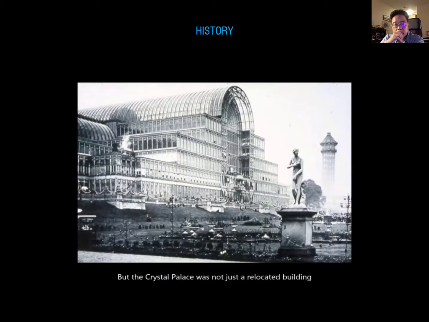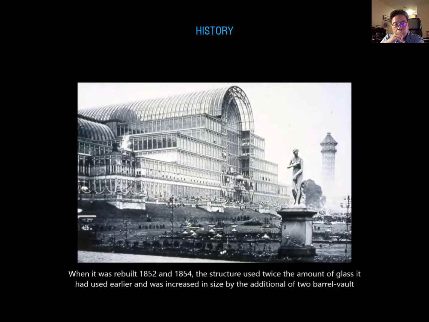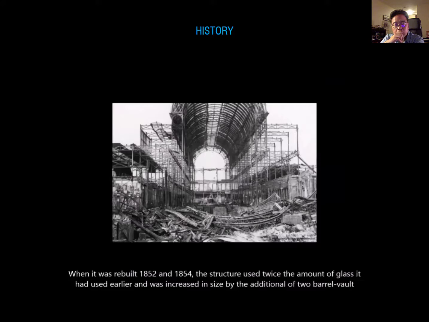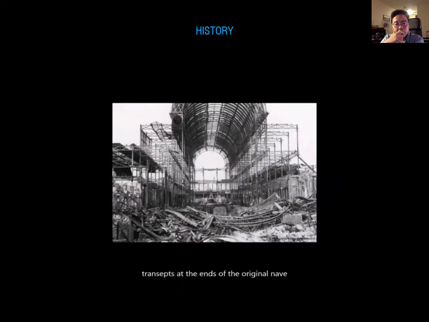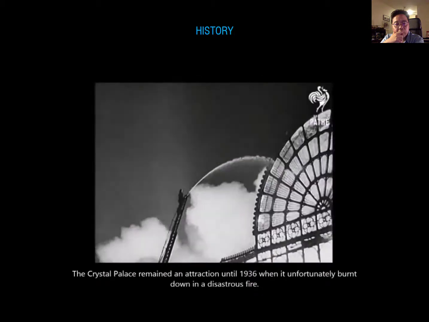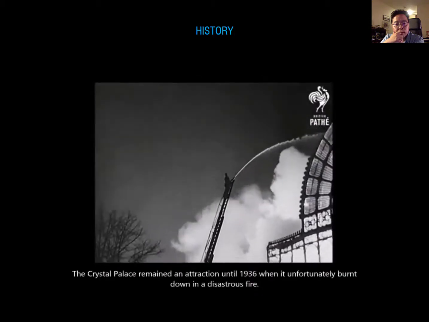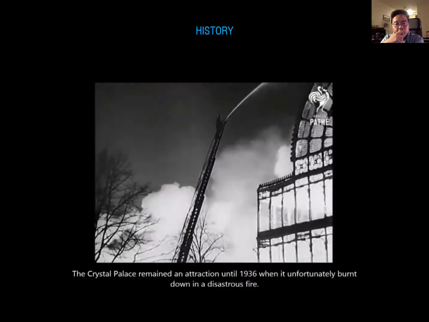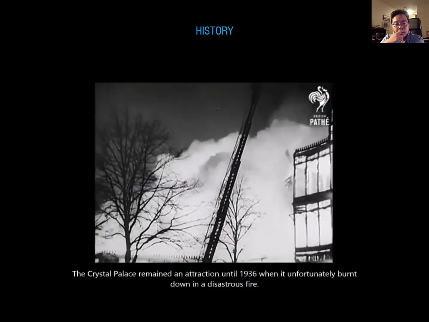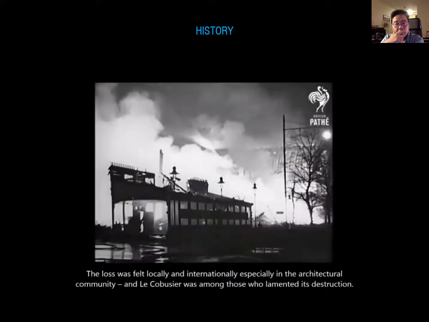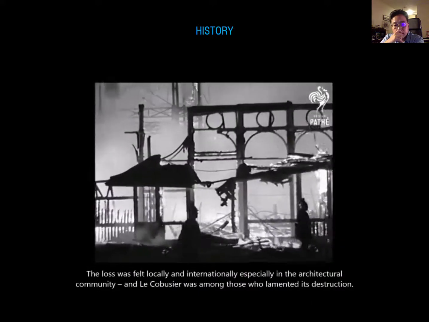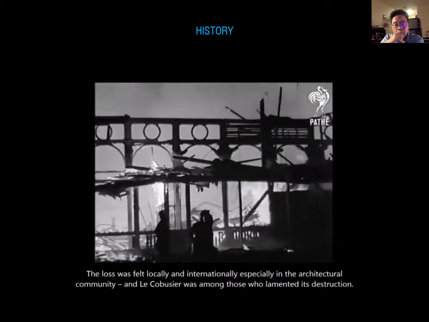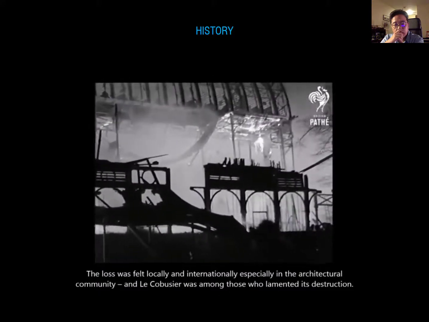But the Crystal Palace was not just a relocated building. When it was rebuilt in 1852 and 1854, the structure used twice the amount of glass it had used earlier and was increased in size by the addition of 2 barrel vault transepts at the end of the original nave. The Crystal Palace remained an attraction until 1936, when it unfortunately burned down in a disastrous fire. The loss was felt locally and internationally, especially in the architectural community, and Le Corbusier was one among those who lamented its destruction.